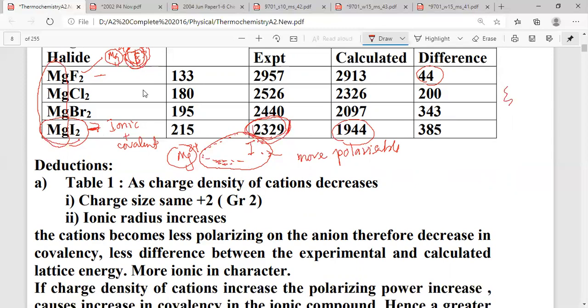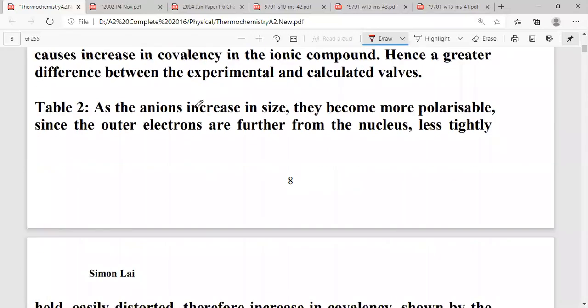But the main thing is this is an almost perfect ion. Okay? These are some of the things you need to know to answer questions.